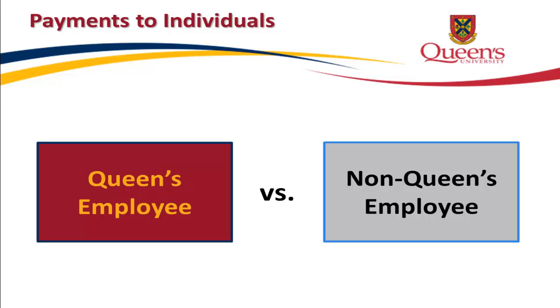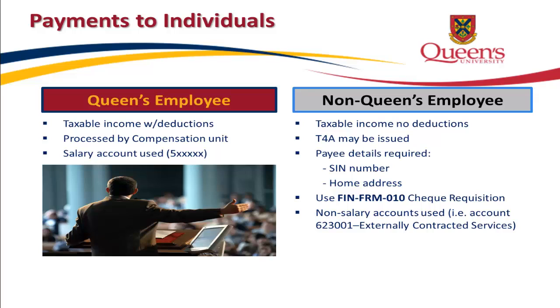A research transaction may involve payment to an individual for services. An important factor to consider in this scenario is whether the individual is considered a Queen's employee. Payments to Queen's employees for services must usually be processed by the compensation unit using a salary account ID. These payments are considered taxable income and payroll deductions are withheld at source. In special circumstances, exceptions may apply. Please contact your HR advisor if you require guidance on these types of payments.